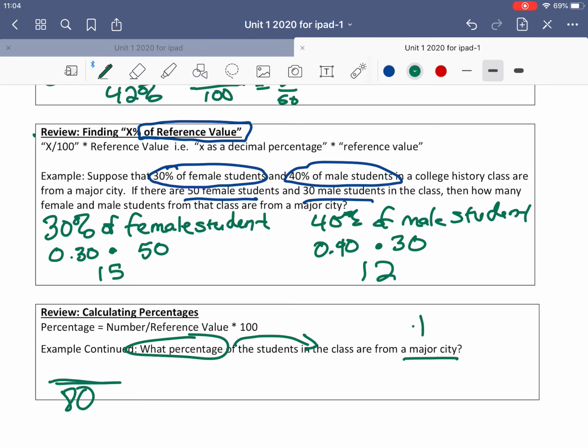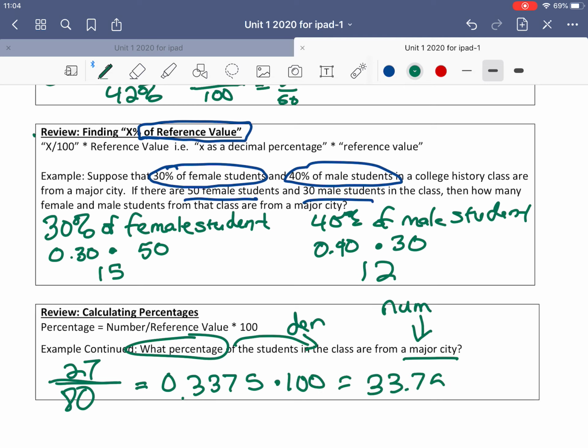The number is from a major city. So this is my numerator, how many are in the major city. Because it's of the students in the class, that's my reference value, that is my denominator. So this is 27 from our last numbers. When I divide those, I get 0.3375. Do not round until you've changed it to a percent. Times it by 100 and I get 33.75%. And I may type it in that way, or they may ask me to round it to 1 decimal place or 2 decimal places, but don't round too early. Like if I rounded this to 0.34 and then I multiplied it by 100.